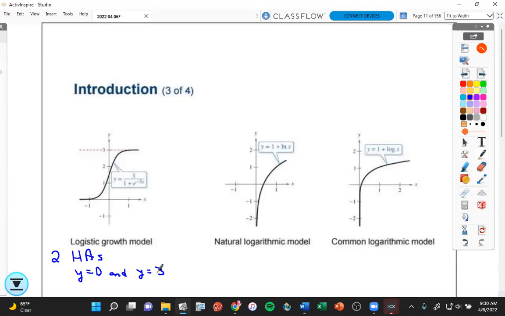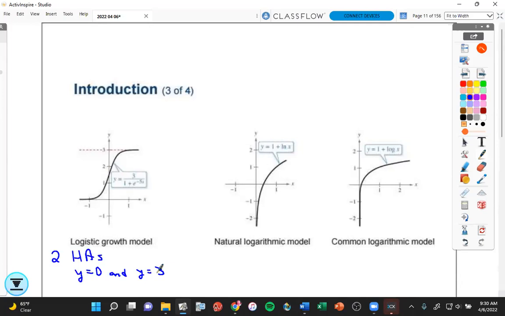However, on the other side, as x approaches infinity, the exponential term is approaching 0. So you got 1 plus 0. 1 plus 0 is basically 1. So that's why it's 3 divided by 1. So that's approaching 3.